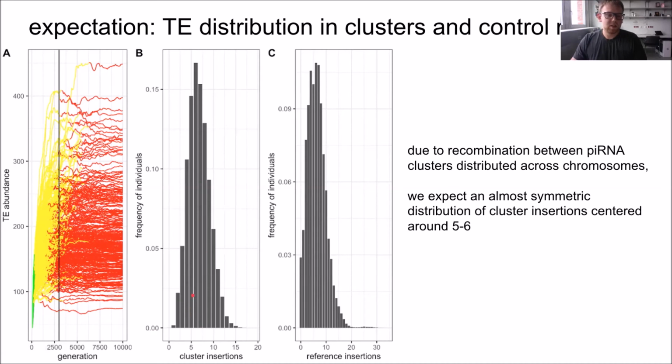So you can see this here in the distribution of cluster insertions, so the count of cluster insertions and the fraction of individuals carrying a certain count of cluster insertions. And we see that at this phase where we have the black line, we expect about 5 to 6 cluster insertions, and the distribution of cluster insertions should be more or less symmetrical around this value. While for some random reference regions in the genome, some control regions, this should be more skewed, as we see here. And now we can check our melanogaster lines, how the distribution of cluster insertions or reference insertions looks like there.